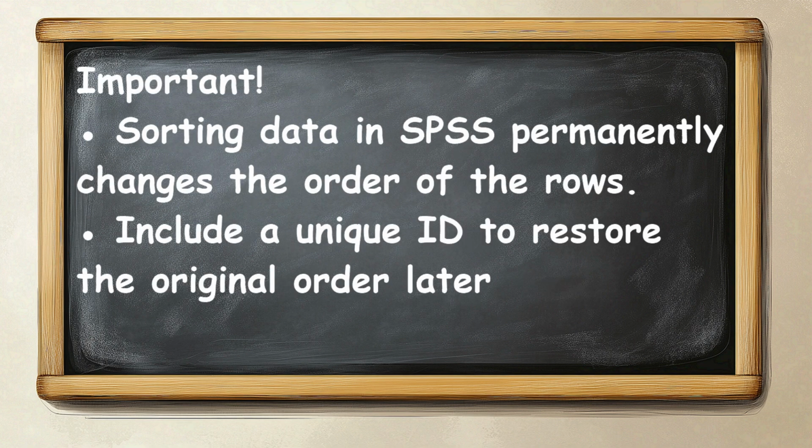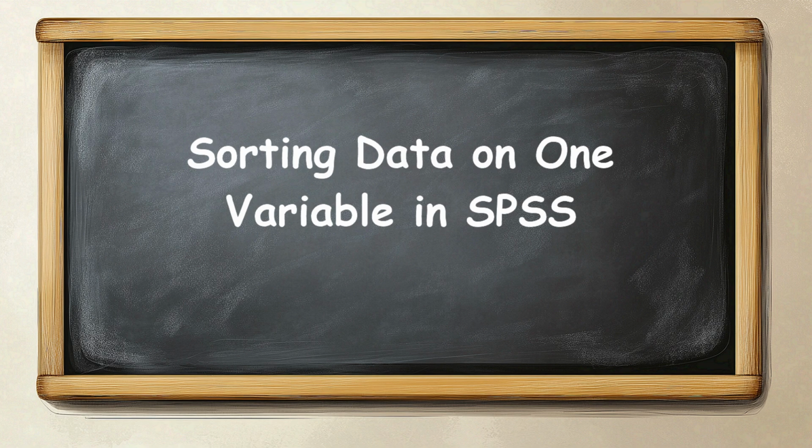Note that sorting data in SPSS permanently changes the order of the rows. To restore the original order later, we need to include a unique identifier for each case, such as a student ID. Let's start with the quickest method, sorting by one variable only.